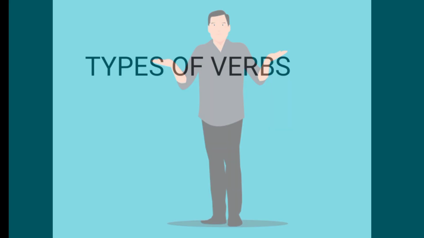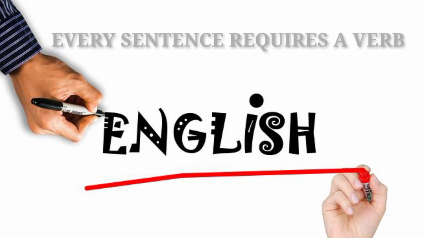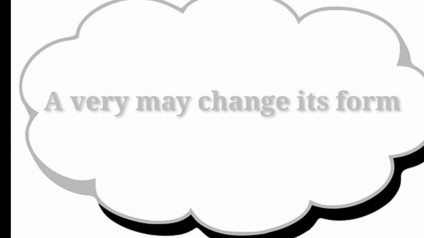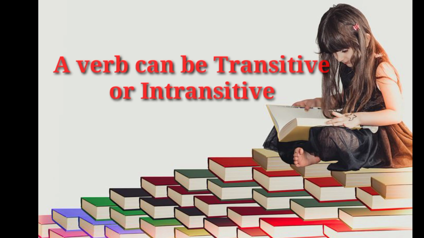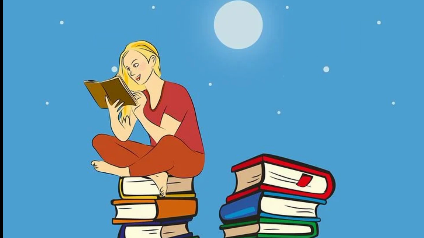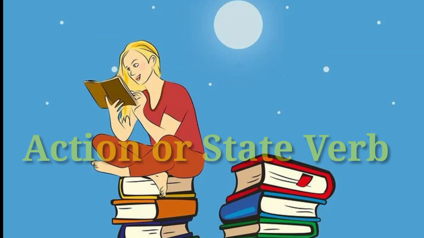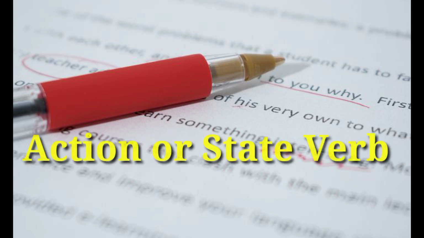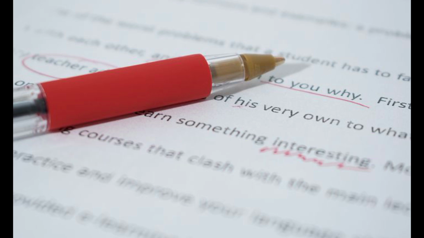Verbs are extremely important in sentence construction. In fact, every sentence requires a verb. A verb may change its form. A verb can be transitive or intransitive. A verb can be regular or irregular. A verb can be an action verb or a state verb, and much more.